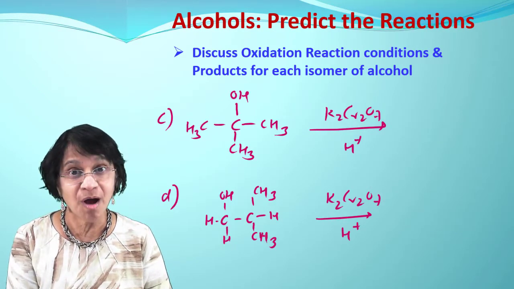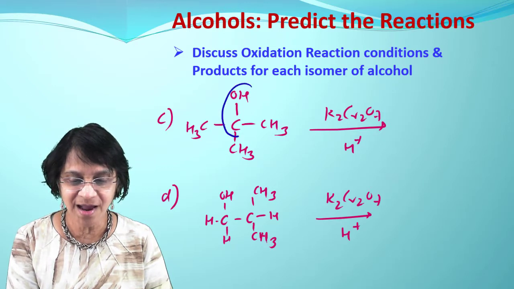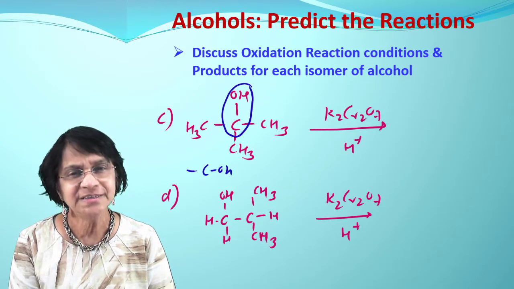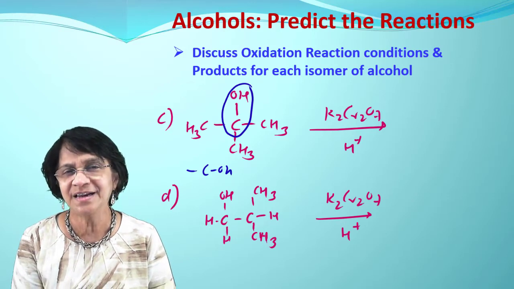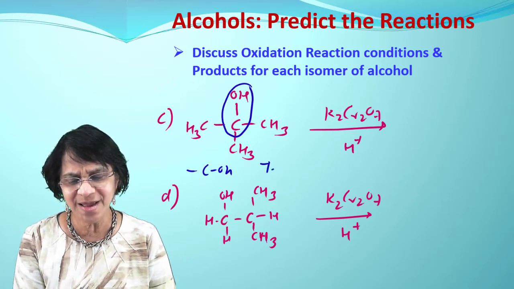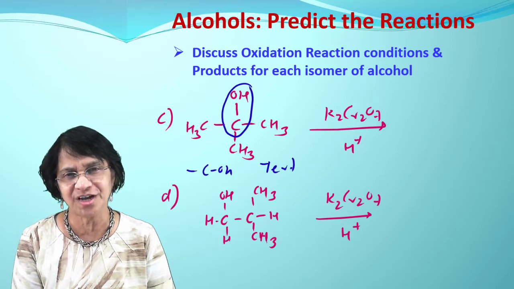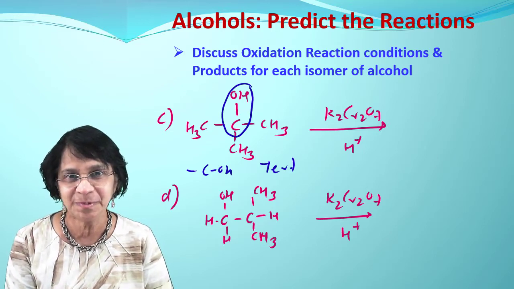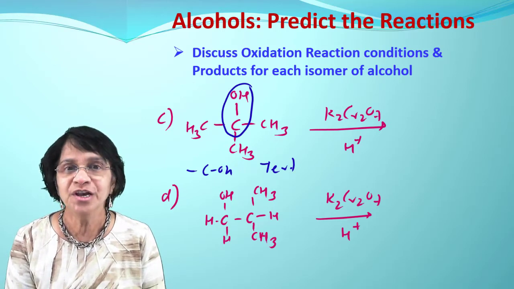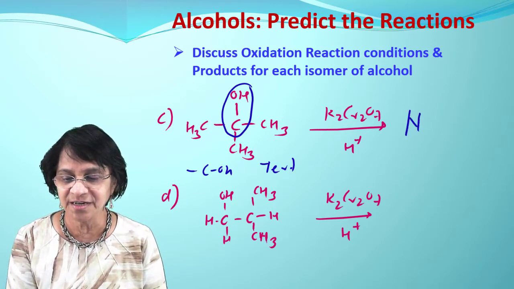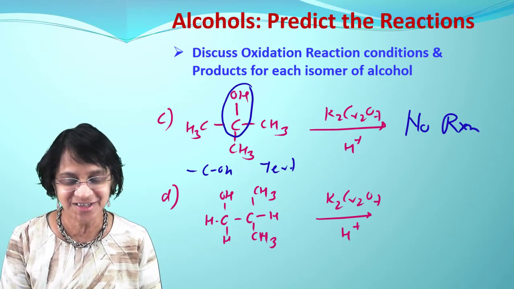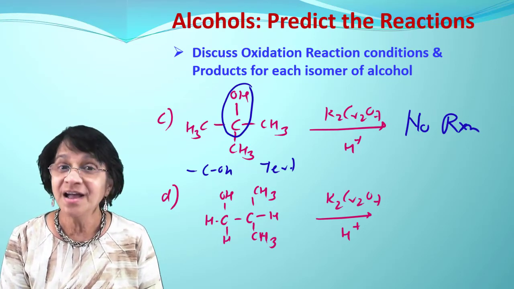Let's look at our molecule C now. If you look at that, it's only going to be COH. There are no hydrogens directly linked to that carbon. What does it make? It becomes a tertiary alcohol. And tertiary alcohols are just like stubborn people, so they will not react. There is no reaction at all with the oxidation reaction, that's it, full stop.